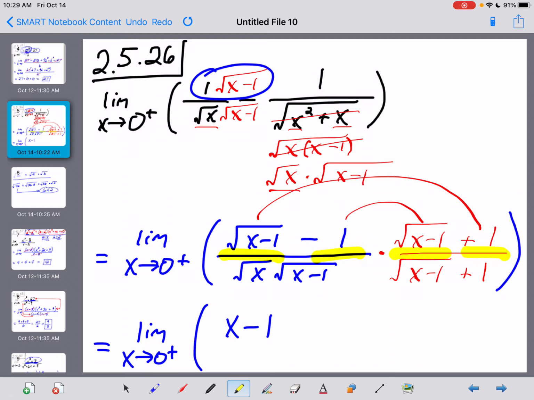Negative 1 times positive 1 is going to get us a minus 1 at the end of all that. I just realized I goofed something up here, guys. Nobody yelled at me. That should have been an x plus 1 right there because of that plus sign right there. Duh, Mr. Fontana. But luckily, that's pretty easy to fix.